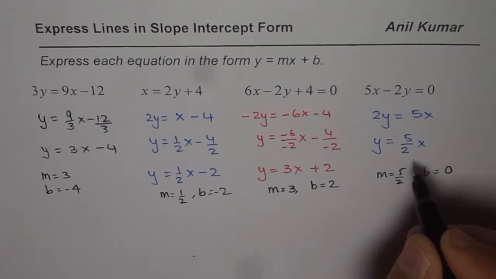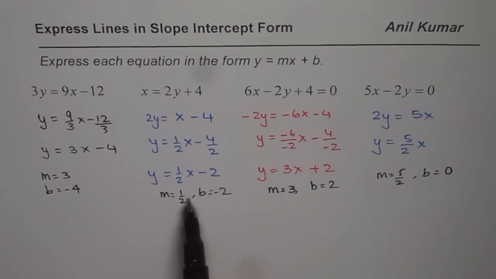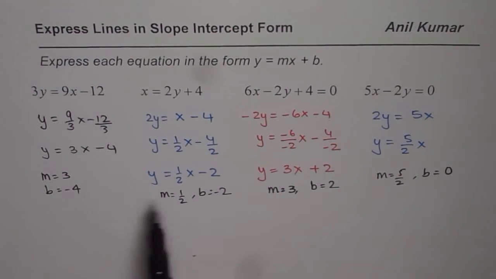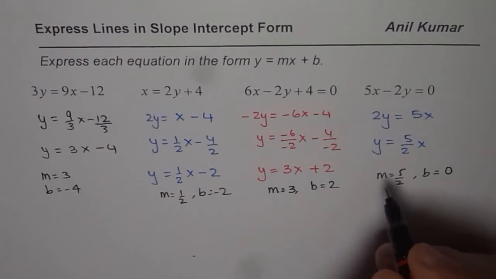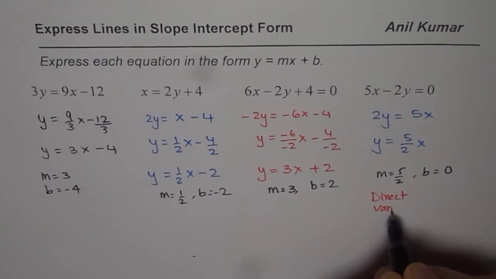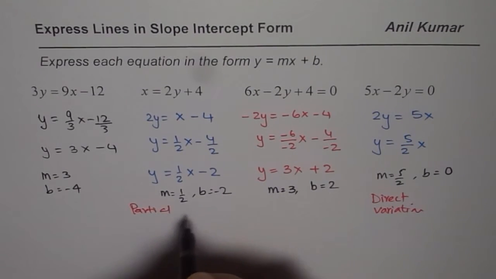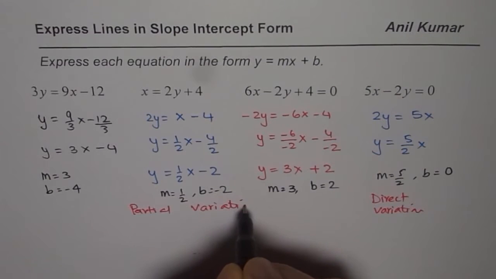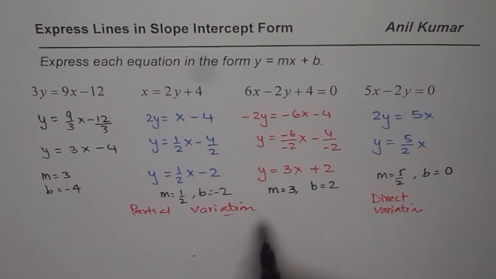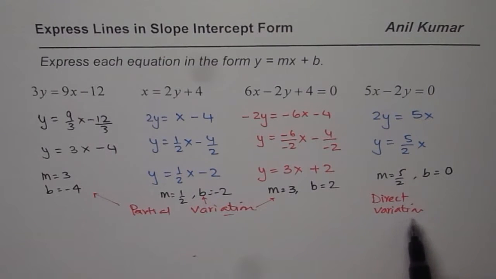So this line passes through origin, right? So all other lines, they do not pass through origin, right? So they kind of represent a partial variation, right? So one more term which you are familiar with, this represents direct variation, whereas all these three represent partial variation, right? So you can look into some videos where we are talking about partial and direct variation. Direct variation is when line passes through origin, okay? So that is how we can do it.